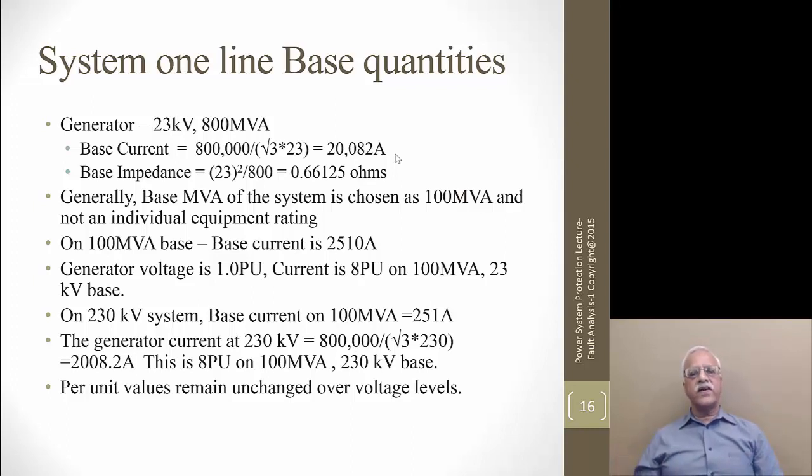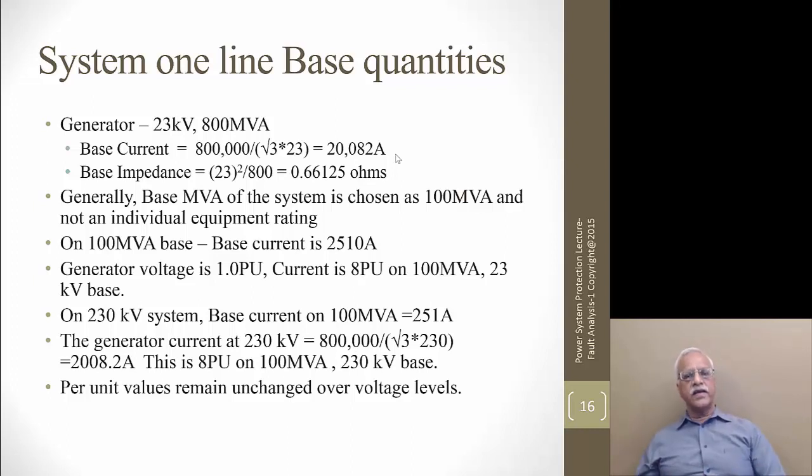Let's look at the generator. The generator rated MVA is 800, so it is 800 MVA on a 100 MVA base. What is this per unit? 800 by 100, it is 8 per unit. So if you look at the current, also it will be 8 per unit, because base current is 2510 and full load current is 20,082, divided by 2510 will be 8. Whereas what is the voltage? It is at 1 per unit, which is 23 kV.